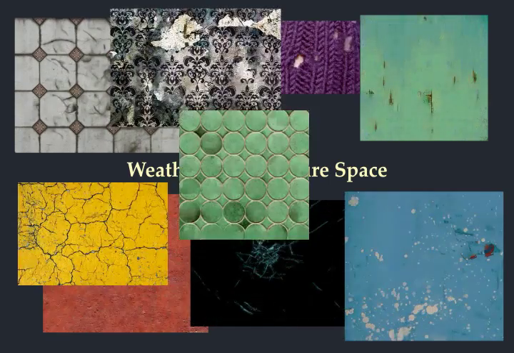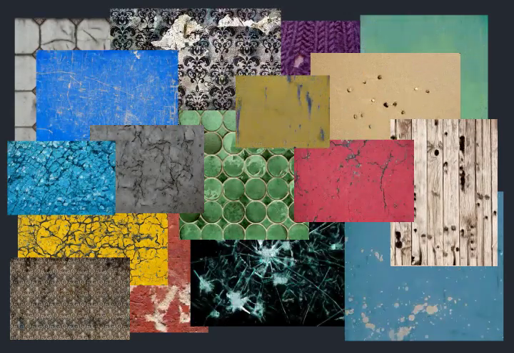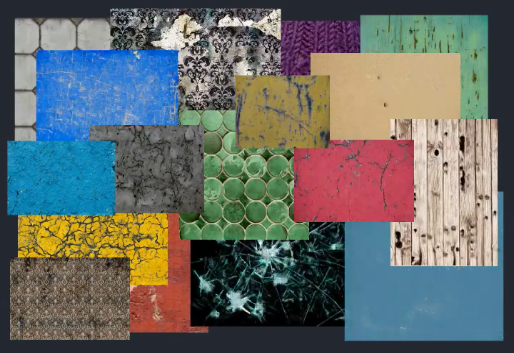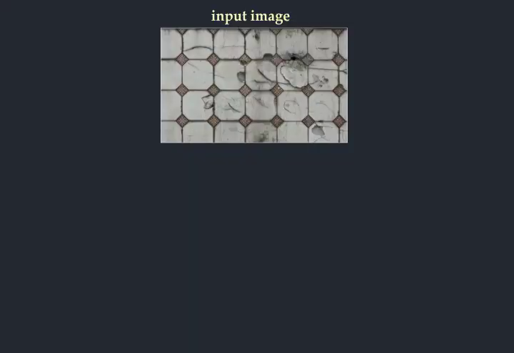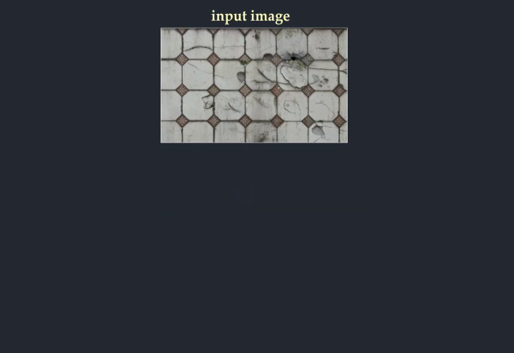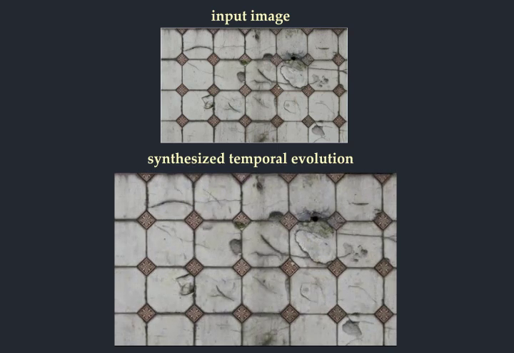Our method can also be used to change the level of complexity of a texture, such as breaking glass or seashells on the beach. We take a single input image without user interaction and aim to coherently synthesize the temporal evolution of a wide range of materials and textures.